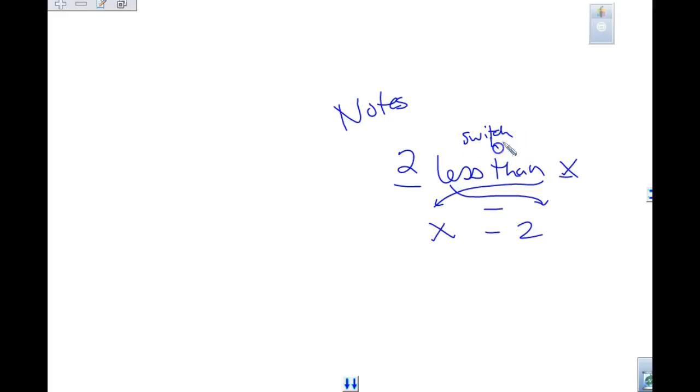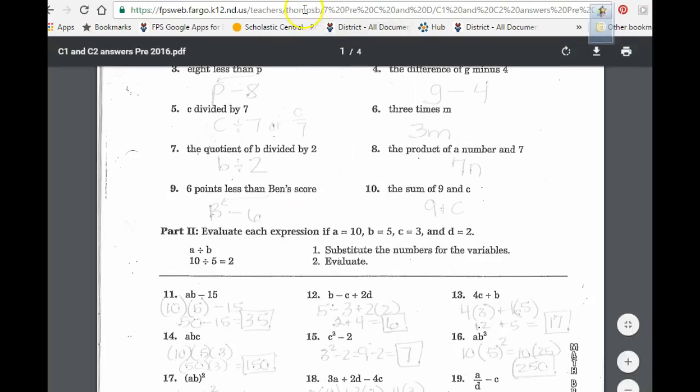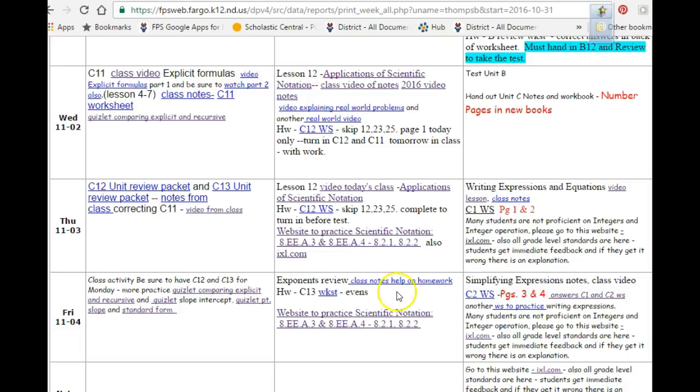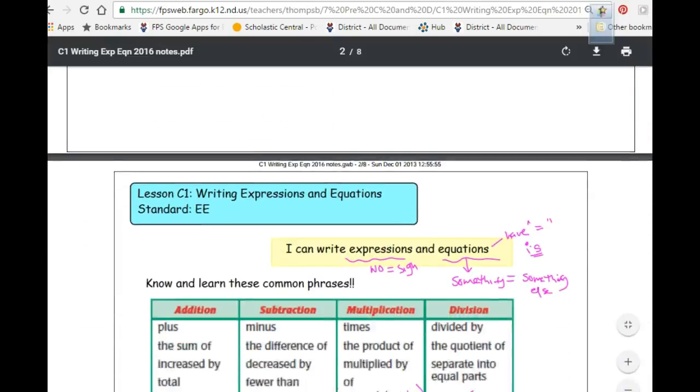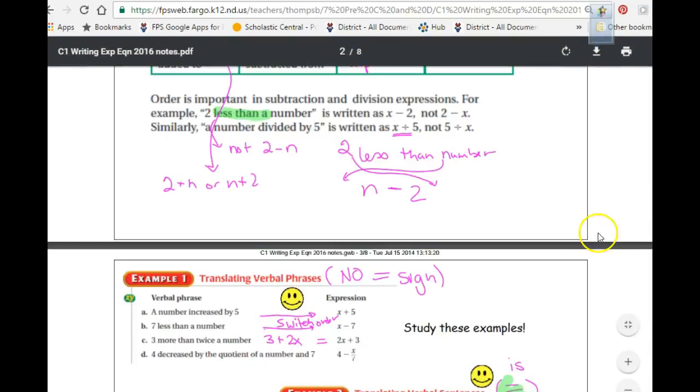I had a couple people that I was helping, and I asked, did you write it down in your notes? Well, yeah, I write everything down that you say in your notes. Well, we'll just check. When you leave class and you think you have everything, maybe you didn't. If you go back to the notes, oh, there it is right there. 2 less than a number. There was a bunch of you that didn't have that down. Write it down now if you don't have it.